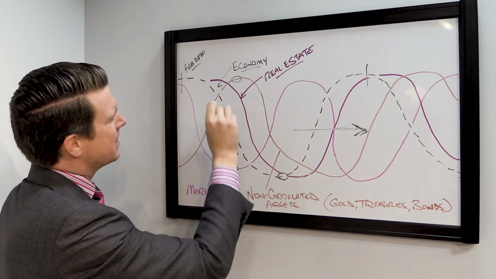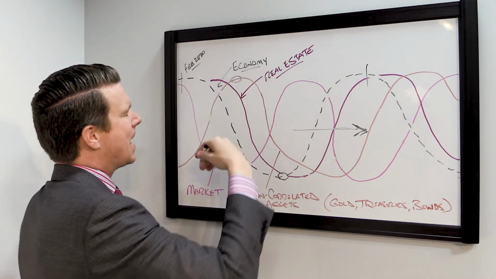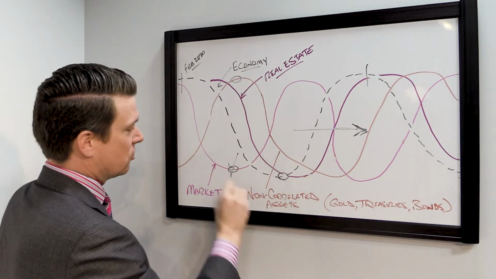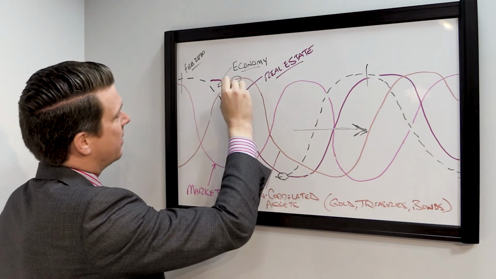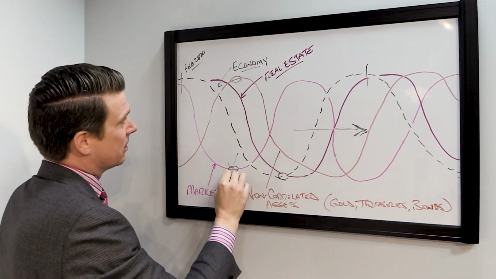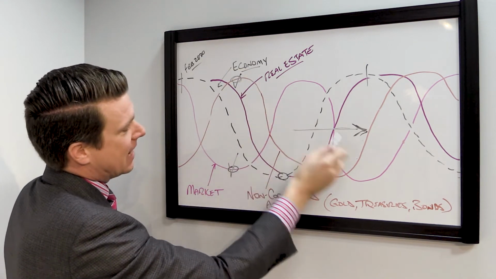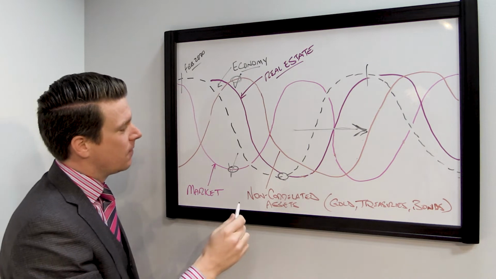When you would want to sell your non-correlated assets is exactly in the opposite fashion. So your bonds, gold, treasuries, etc., you're actually going to want to sell them when the market is at its lowest, because those assets are going to be forecasting future markets as well.